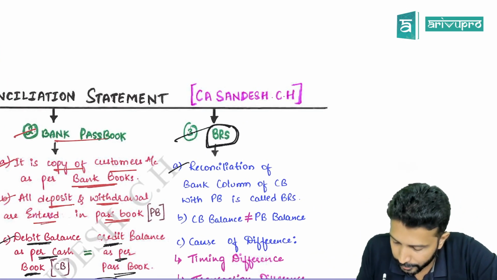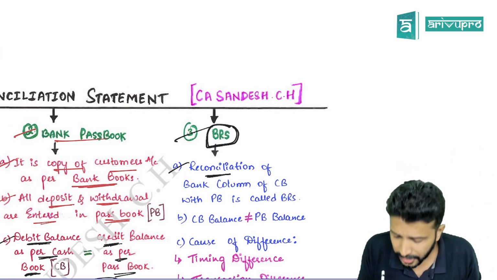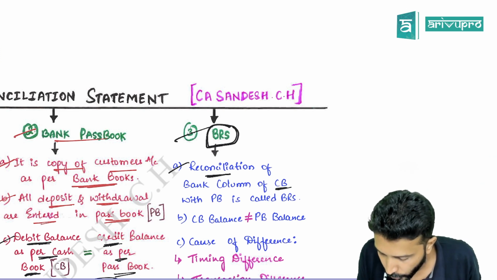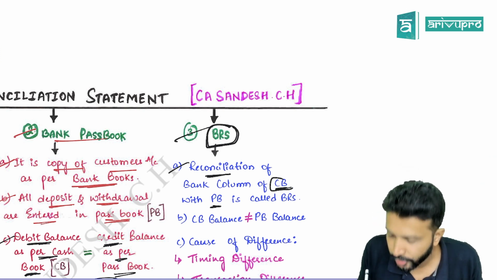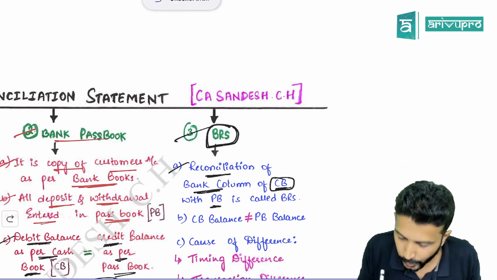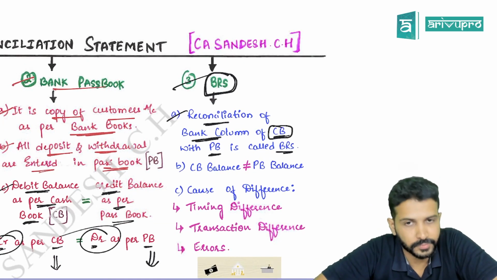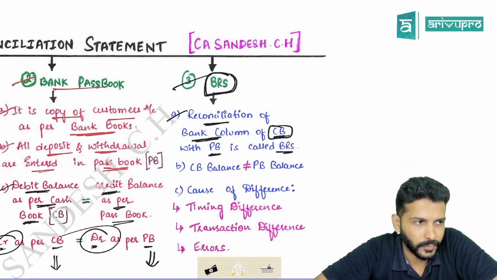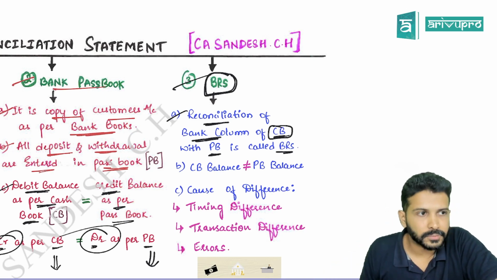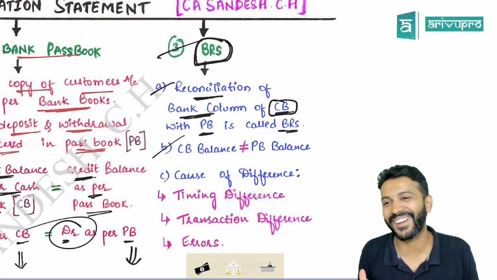Once again, BRS full form is Bank Reconciliation Statement. BRS is nothing but reconciling what? Cash book with passbook. And which column of the cash book are we talking about here? The bank column of the cash book we are matching with passbook. That matching activity we call BRS. Done. BRS is done by us, the company, the owners of the business. Okay. Who in the company? Accountant. Who in the accountant? I don't know. Okay. All right.